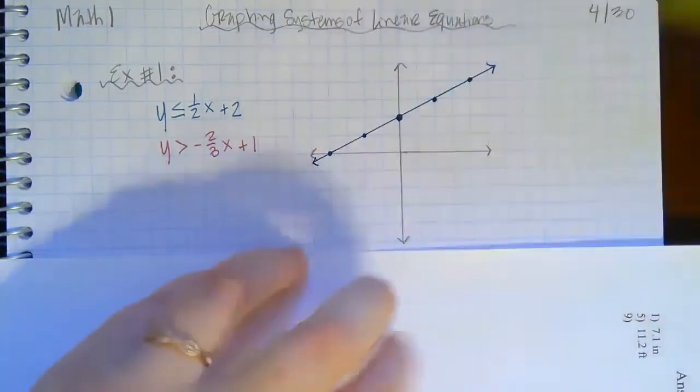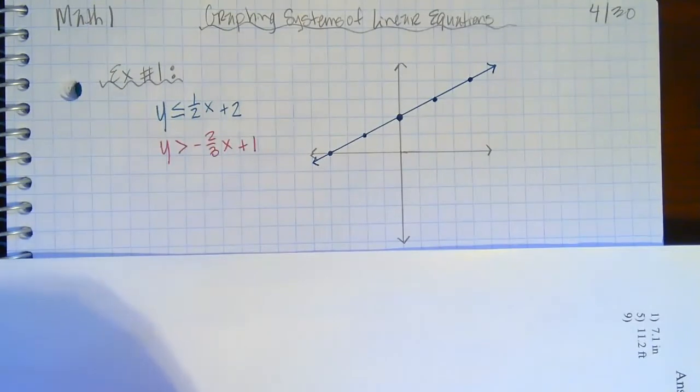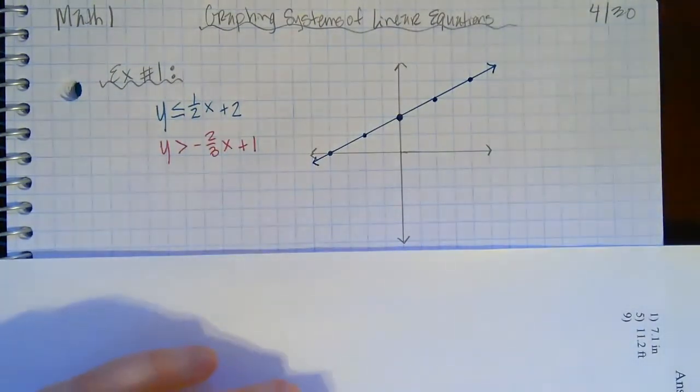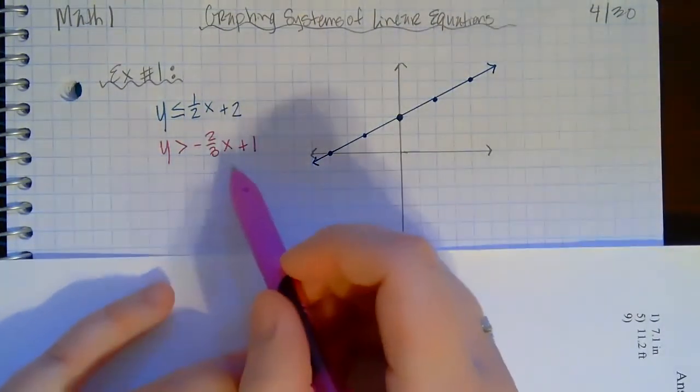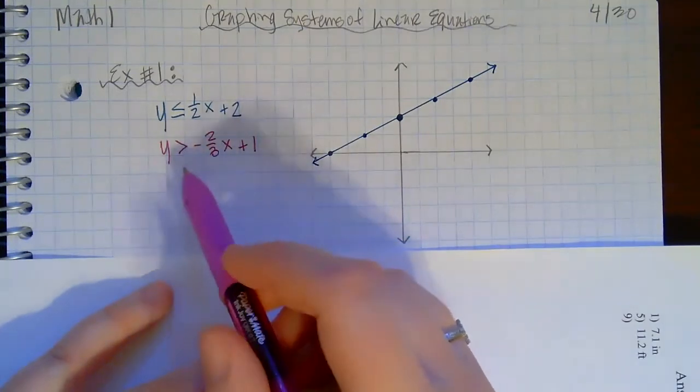And I'm using colors so you can tell which line is which. I think it helps to differentiate. So then we're going to do the same thing for the other one. I'm not worrying about shading yet. We'll get to that in a minute.